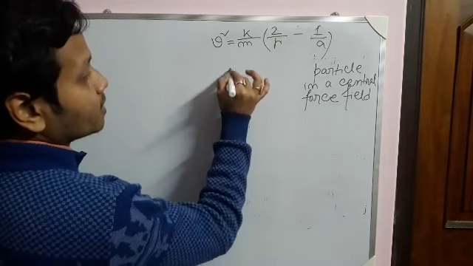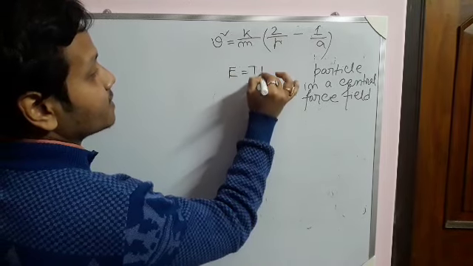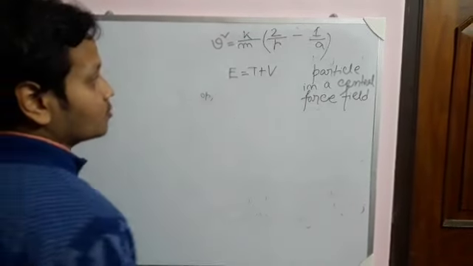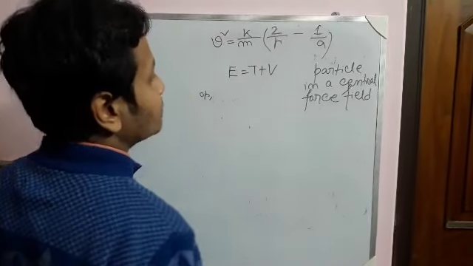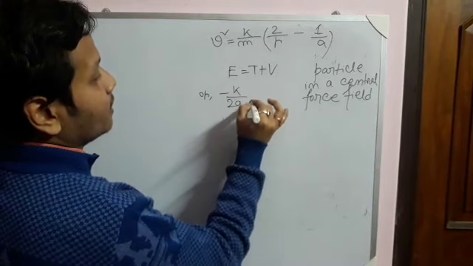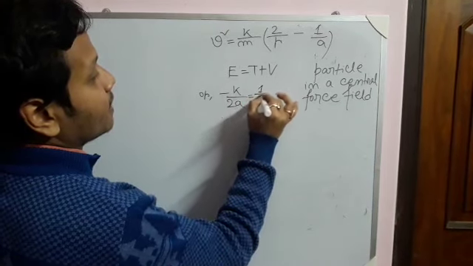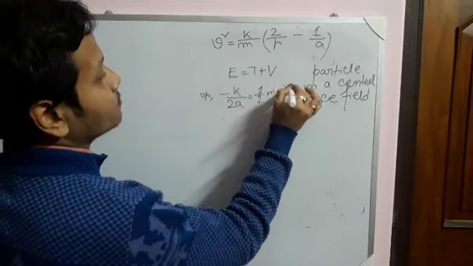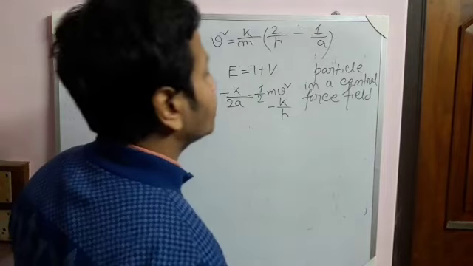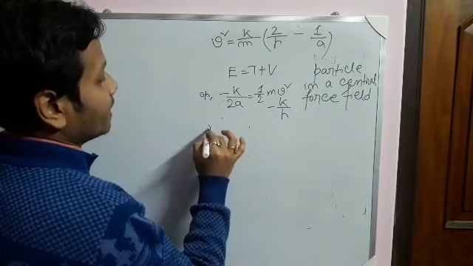We know that total energy is nothing but the kinetic energy plus the potential energy, and in the case of an elliptical orbit the total energy depends upon the major axis, which is minus k by 2a. The kinetic energy is half mv square, and the potential energy is minus k by r. Now if you simplify it, we will arrive at the result.